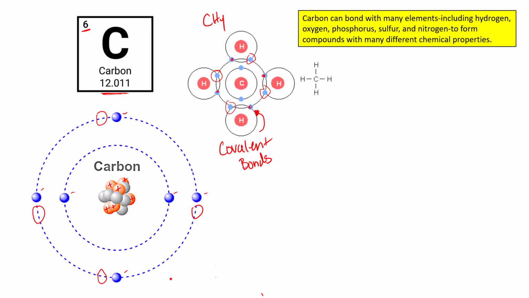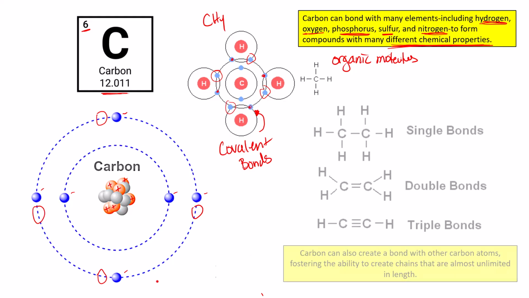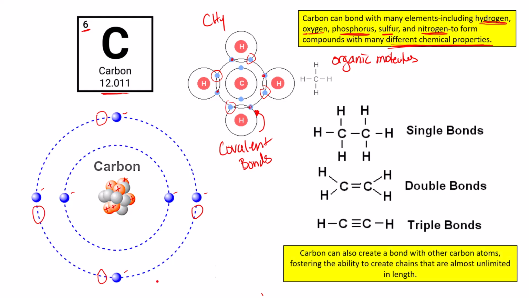Now, carbon doesn't only make covalent bonds with hydrogen. In fact, carbon can make many bonds with many different elements, including hydrogen, as we just mentioned, oxygen, phosphorus, sulfur, and nitrogen. All of those are critically important in producing the organic molecules that make life possible. And all of these different atoms or different elements are going to create compounds with many different chemical properties.